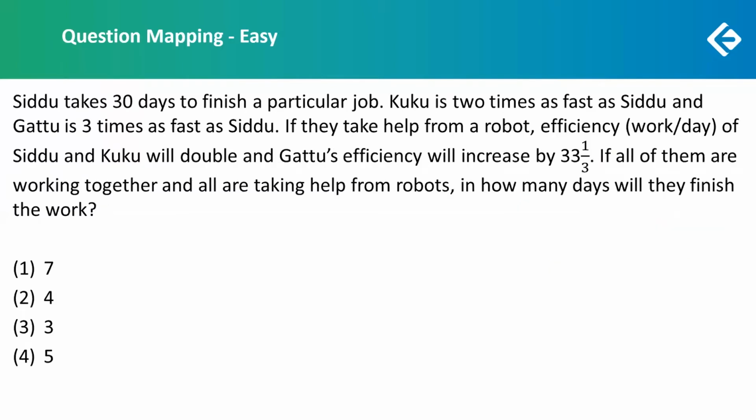Next, we had a question on time and work. We had 3 people. It was given that Sidhu takes 30 days to finish a particular job. Now, using the information about efficiency, we could have found the ratio of their efficiencies. Then by multiplying Sidhu's efficiency with 30, we could have found out the total work. Now we had information about how their efficiencies will increase when they are taking help from robots. And then by using that information, we could have found out how many days they will take to finish the work.